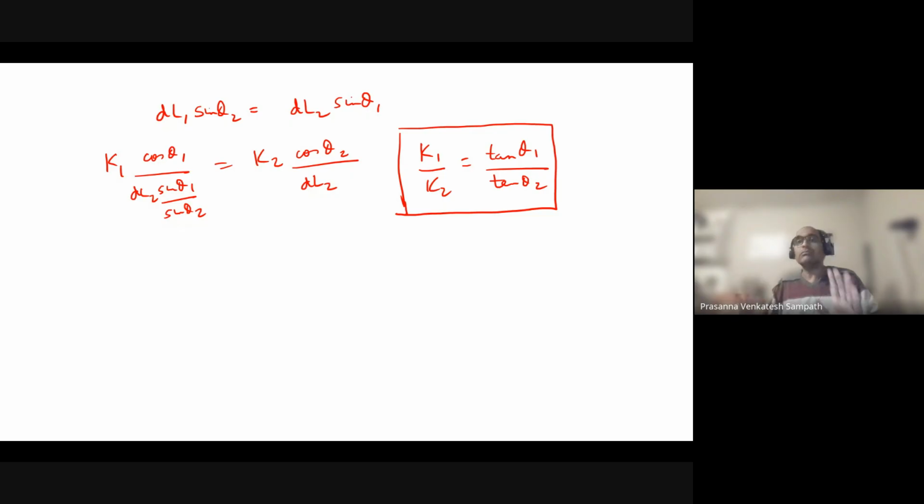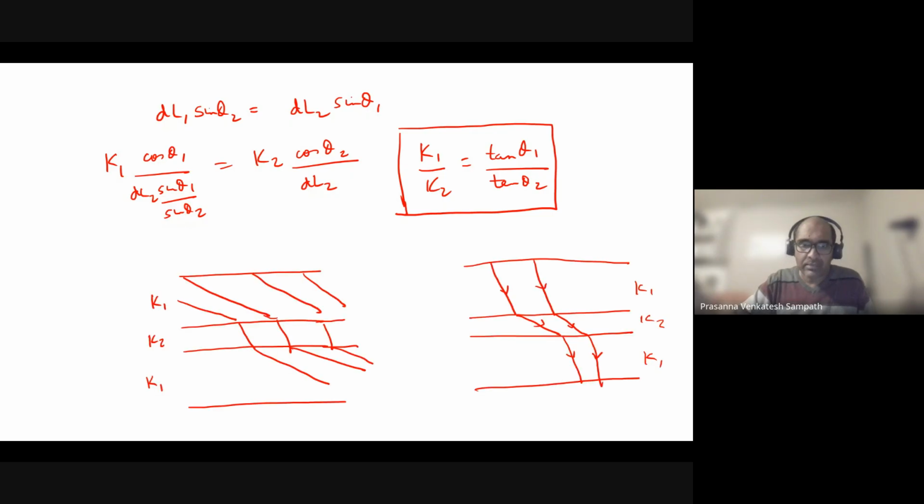Now keep that aside. I'm going to show you two scenarios. I want you to comment on which one is which. Let us say I have two scenarios here. On the left, I have K1, K2, and then again K1. And on the right, I have another series of K1, K2, and K1. My question to you is: in one of these cases, K1 is greater than K2, and in one case, K1 is less than K2.